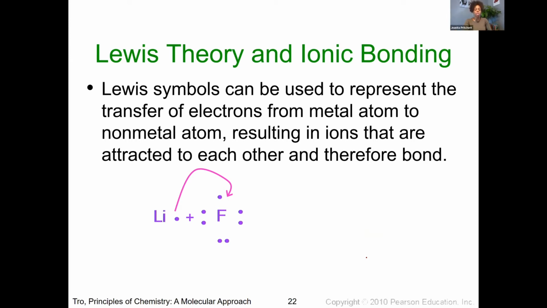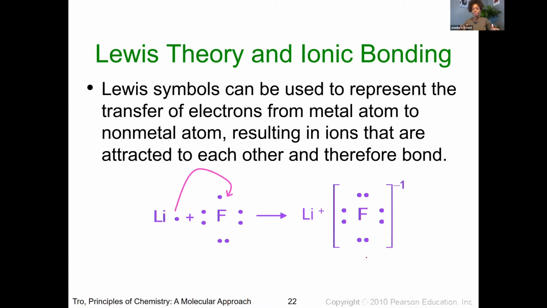group 1 metal, so it's going to kick that electron out. We know fluorine is group 7, and so it's going to want to accept that electron. And so as that process occurs, lithium would then take on a positive charge, fluorine would take on a negative charge, and that positive and negative entity would be attracted to each other.